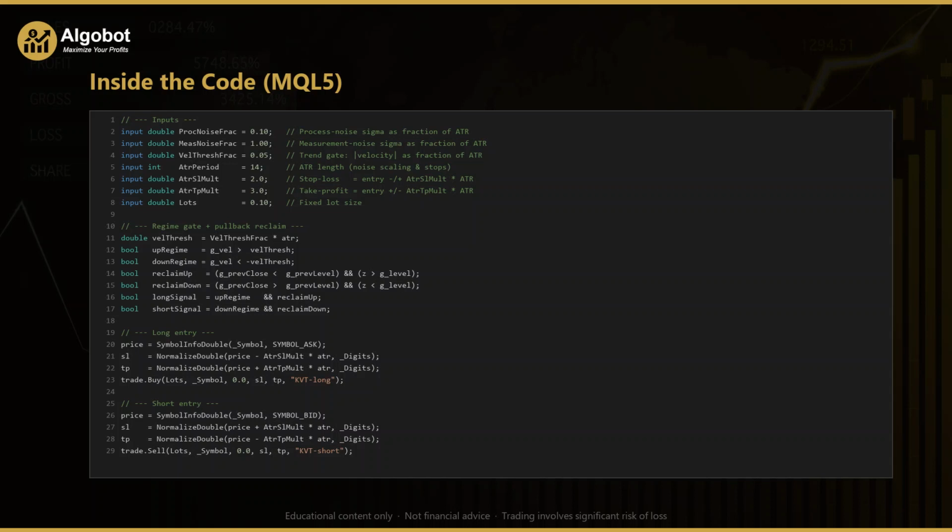Below that is the decision block. The strategy computes the velocity threshold from the current average true range, then flags an up regime when velocity is above it and a down regime when velocity is below the negative of it. The two reclaim booleans capture the pullback. Reclaim up is true when the previous close was below the filtered level and the current close is back above it, and reclaim down is the exact mirror.